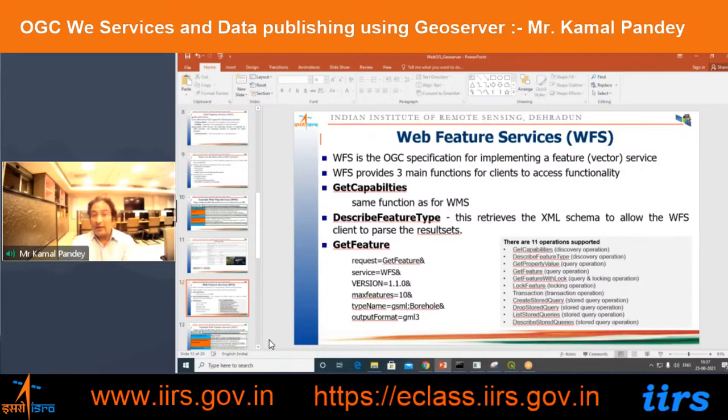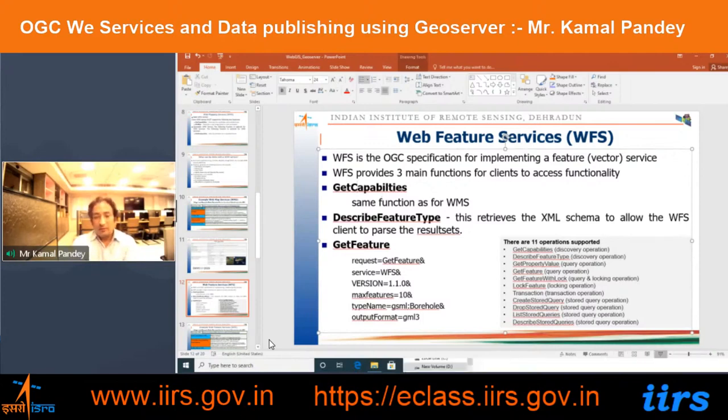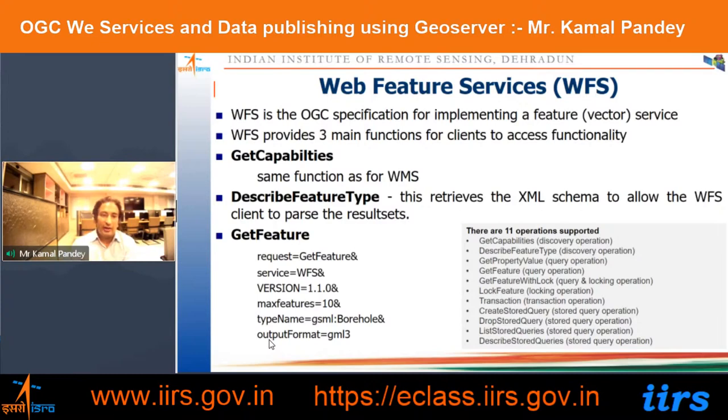It provides three main functions. What are the three functions? First one is GetCapabilities, same as it is for WMS. What will GetCapabilities do? It will fetch all the layers with WFS capabilities. It is doing nothing but listing all the layers. Then DescribeFeatureType. It can describe the feature type, whether it is a point, a polygon, or a line. This retrieves the XML schema to allow the WFS client to parse the result set.